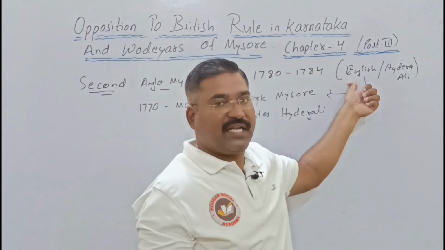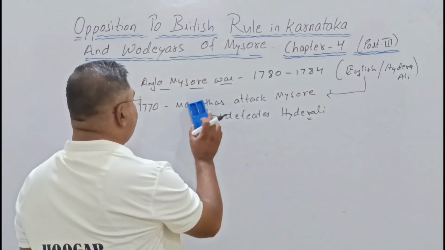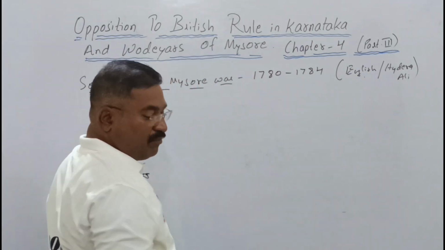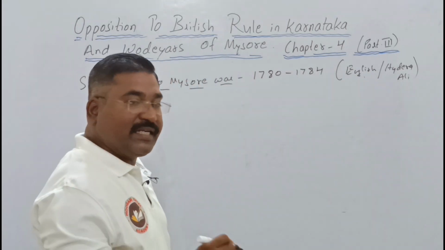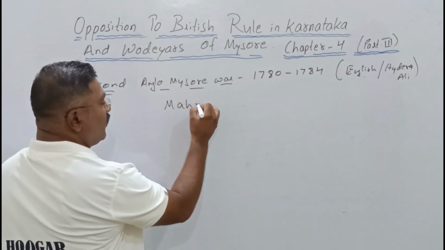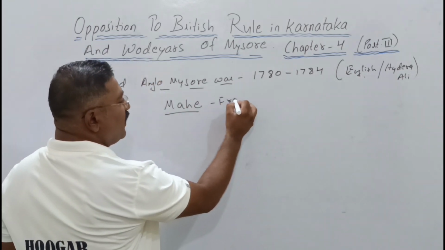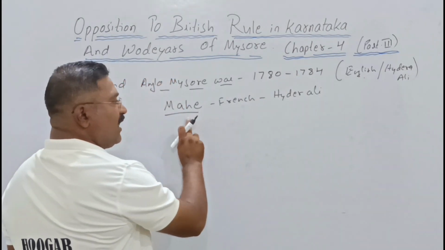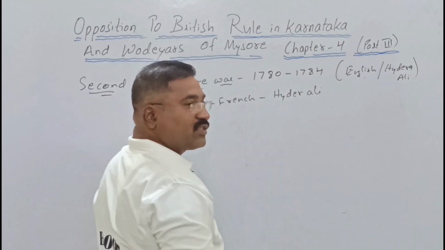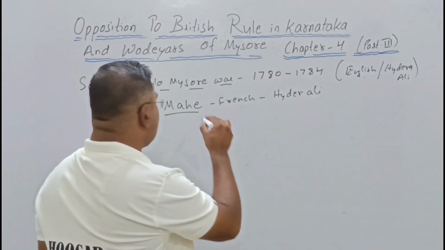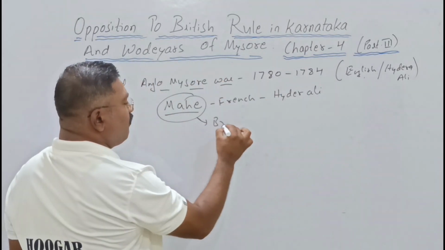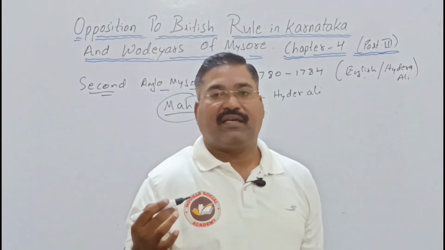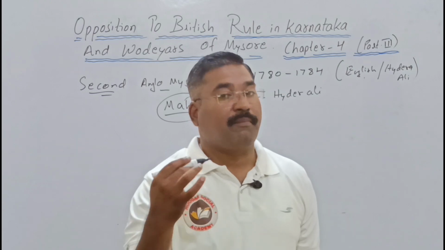But after ten years, in the year 1780, the war begins between Hyder Ali and the British. It starts from the place called Mahe. Mahe, which belonged to the French, was under the hands of Hyder Ali. This place Mahe was taken by the British, and from here the Second Anglo-Mysore War begins.